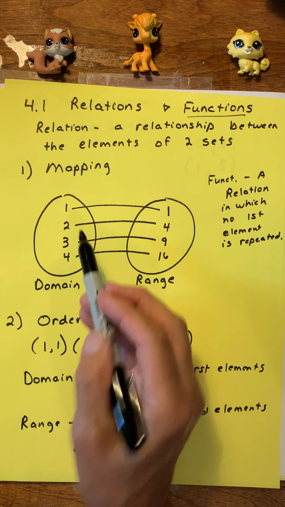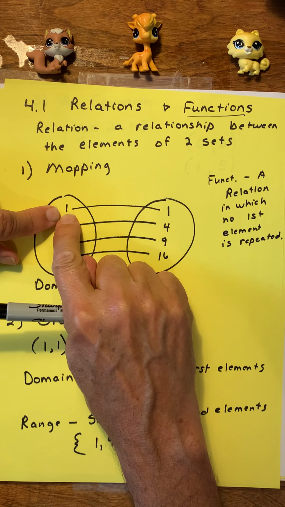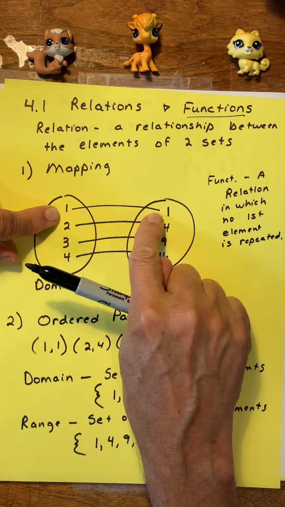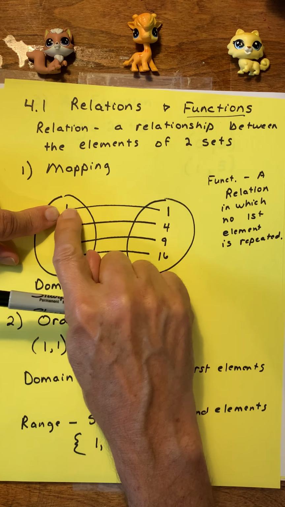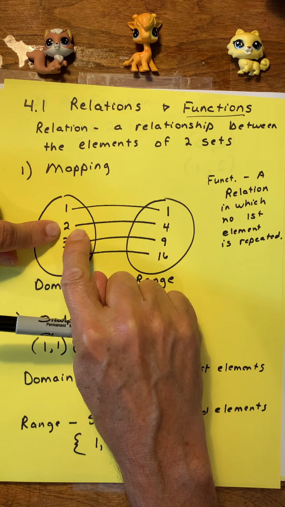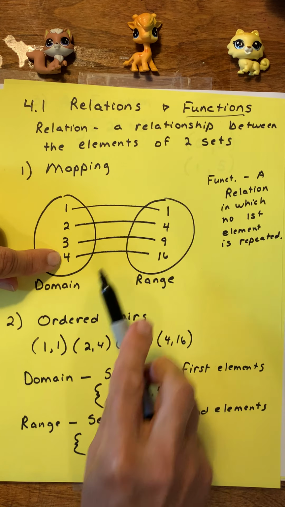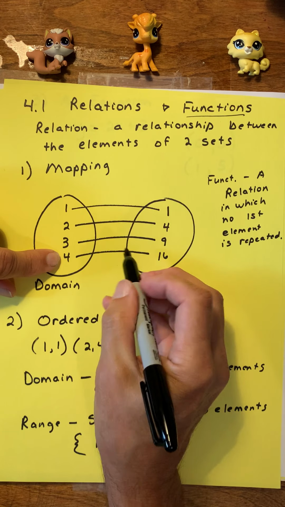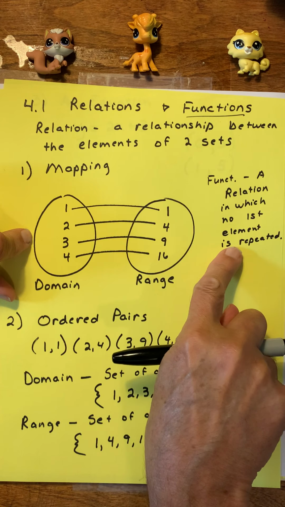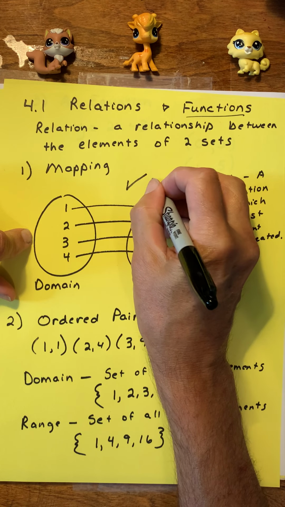All right, when I look at a mapping, let me see if a first element is repeated. Is there more than one line of relationship coming from 1? Is 1 related to some other number? No. Is there more than just one line of relationship from 2? Nope, just one. How about from 3? Nope, just one. How about from 4? Just one line of relationship. Since there is only one line of relationship coming from each of these first elements, no first element is repeated. This is a function.